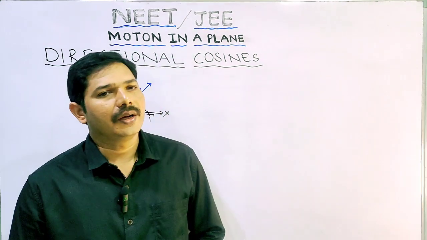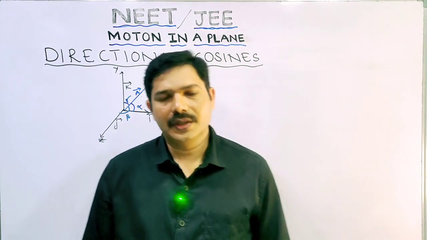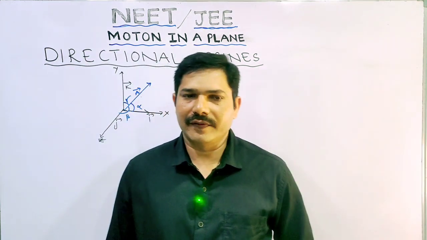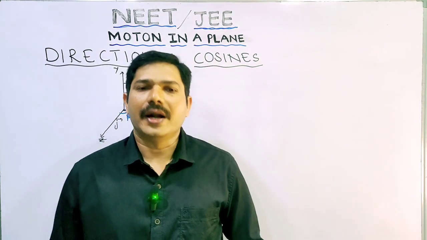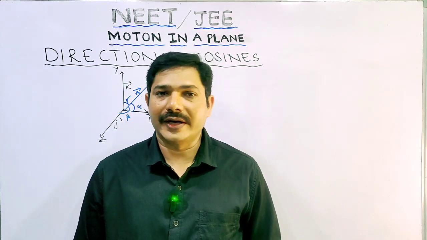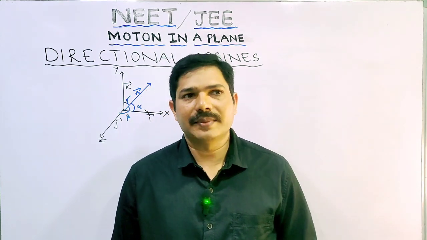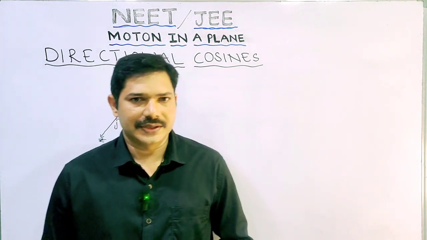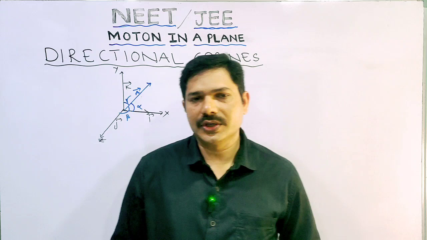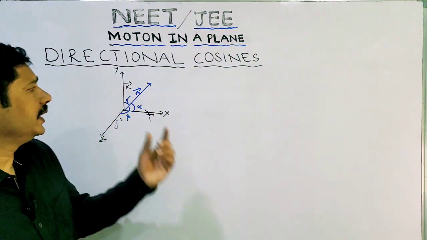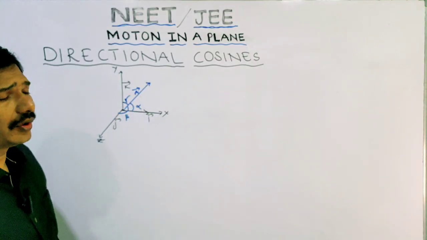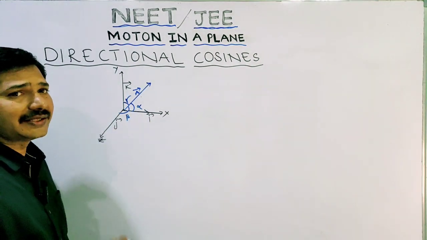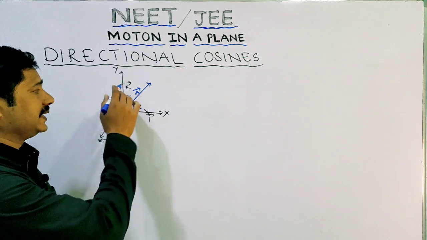Next topic, directional cosines. So what are directional cosines? They'll give an equation in vector form and ask us to find the directional cosines, or sometimes they'll give the directional cosines and ask for the vector form. So what are directional cosines? You can observe here a vector a bar is making an angle alpha with the x-axis, beta with the y-axis, and gamma with the z-axis.